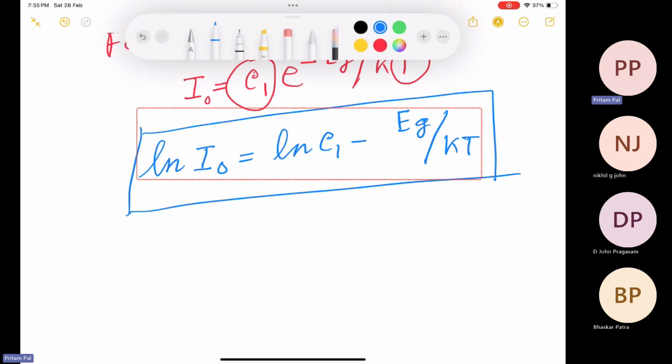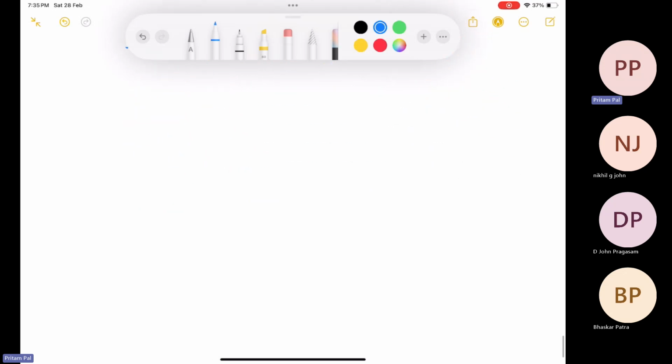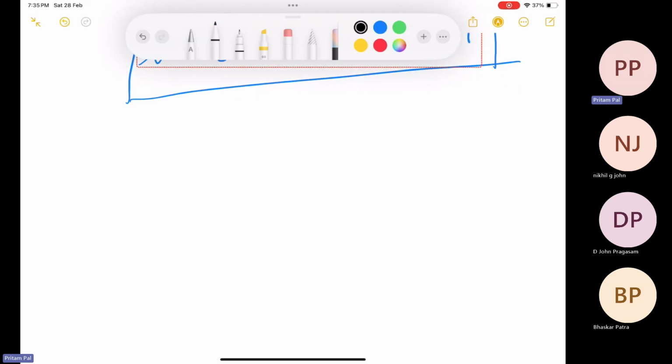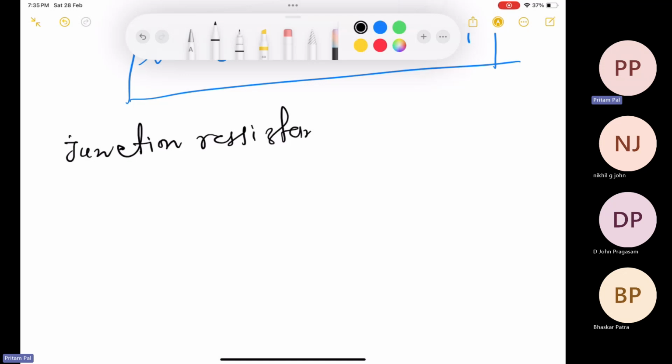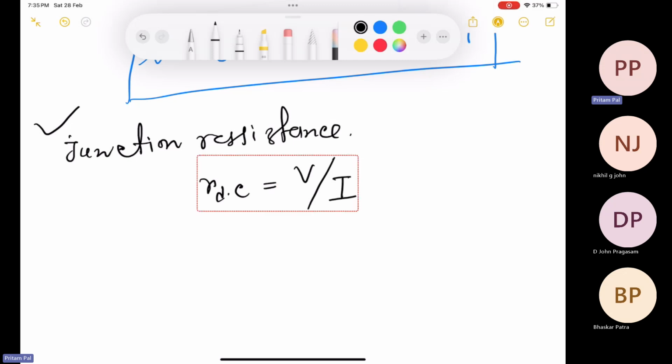Okay, so we'll also quickly discuss, in any kind of problem, something called junction resistance. This junction resistance is basically a static DC resistance. It will simply be R_C equals the applied bias divided by the current. You can also consider this as a DC resistance.